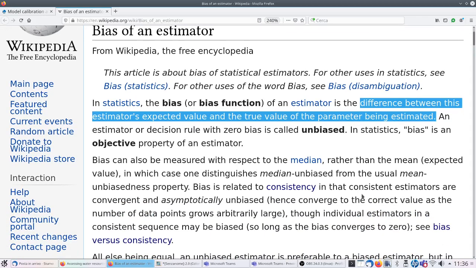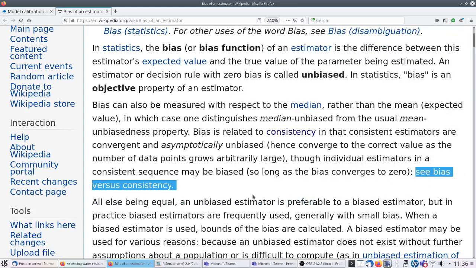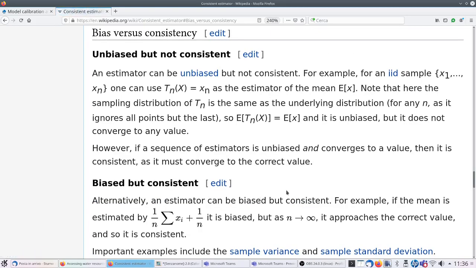If you want to inspect some more the difference between consistency and bias, there is a link here. I am just highlighting it, which you may look at. It is very interesting because if you click on it, there are some examples of estimators that are unbiased but not consistent, biased but consistent, and there is also the explanation of the conditions under which consistency ensures unbiasedness. And I also think that the term bias is extremely important for you because it's frequently used in statistics and also in everyday language.